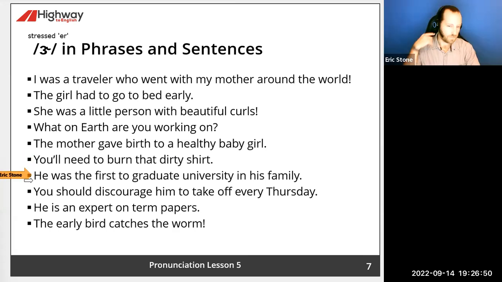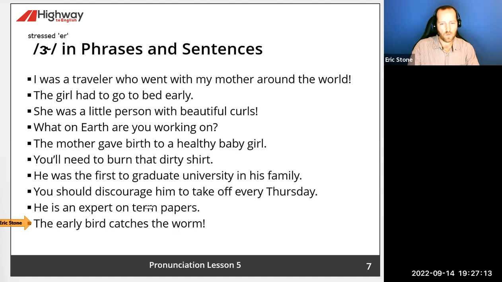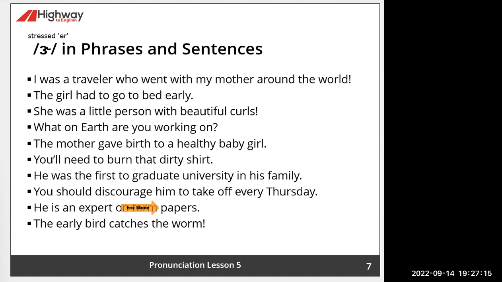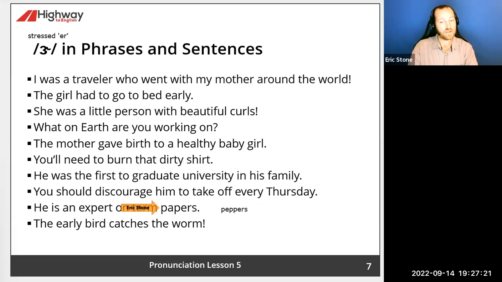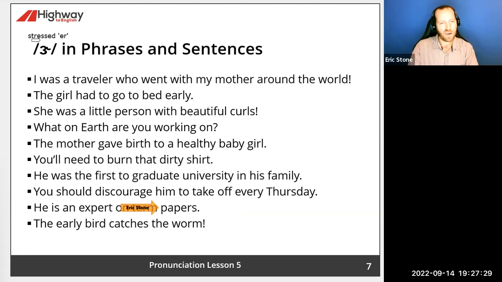Good. He was the first to graduate university in his family. You should discourage him to take off every Thursday. He is an expert on term papers. The early bird catches the worm. Good. Basima, one more time. Papers. Good. Because we don't want to say peppers, right? Peppers is a different word. Here it's papers. Okay. There you go. That's better. All right. Nice. Good job.